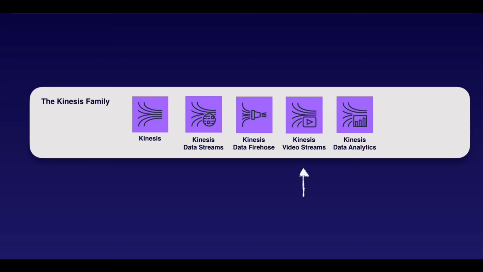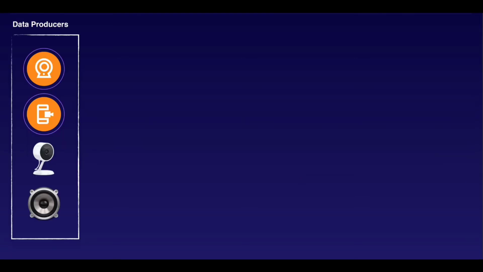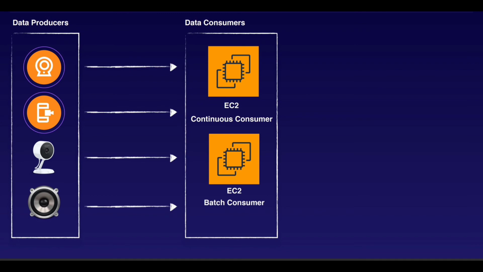Now, the way the Kinesis Video Stream works is you have your data producer. These can be webcams or security cameras. These can also be things like non-video data such as audio feeds or images or radar data. And these data producers send the data into AWS, where we have different types of continuous or batch consumers. And these are the applications that are going to consume and process the video streaming data.